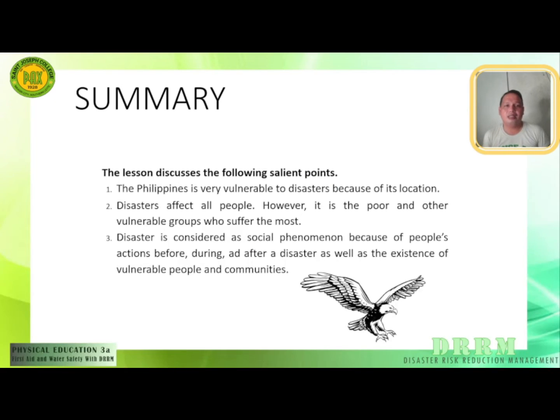The summary. The lesson discusses the following salient points. One, the Philippines is very vulnerable to disaster because of its location. Two, disaster affects all people. However, it is the poor and other vulnerable groups who suffer the most. Three, disaster is considered a social phenomenon because of the people's existence and the people's action before, during, and after disaster, as well as the existence of the vulnerable people and community.